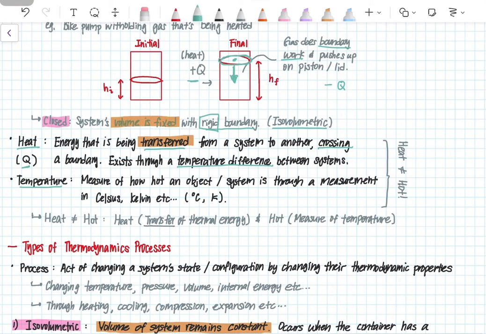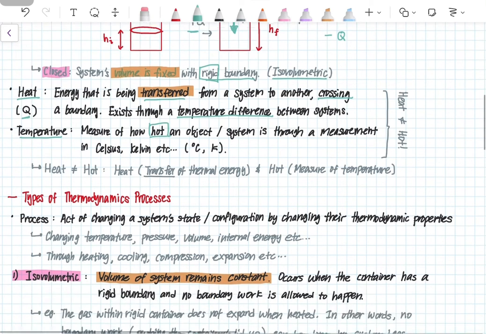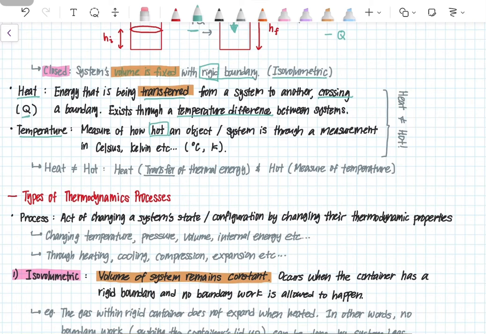Temperature is the measure of how hot an object or system gets. And it's basically a measurement in Celsius, Kelvin, etc. And as I've said, heat is different from hot. Heat is the transfer of energy, whereas hot is basically a measure of temperature.